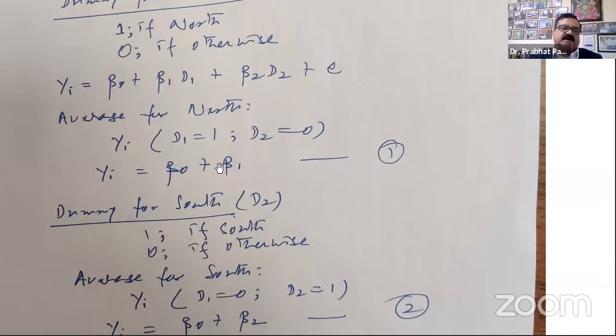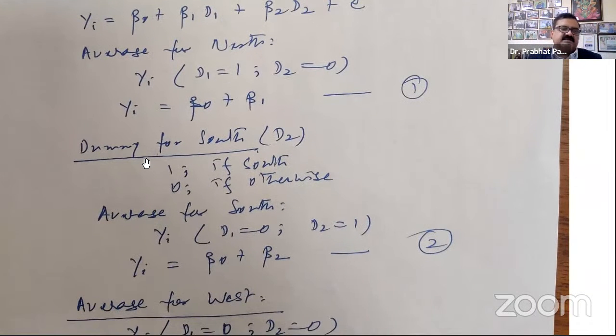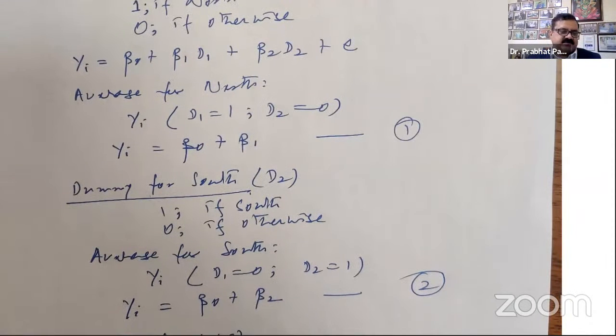And when you look at the dummy for the south, that is dummy 2, the dummy is created as 1 if south and 0 otherwise. So the average for the south, that is the expected value of Y, is when D1 is 0 and D2 is 1. That is the assumption because we are talking about south. So your expected value of Y is going to be equal to beta 0, the intercept, plus the beta coefficient of D2.